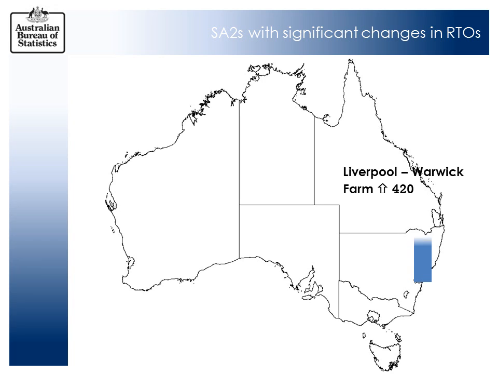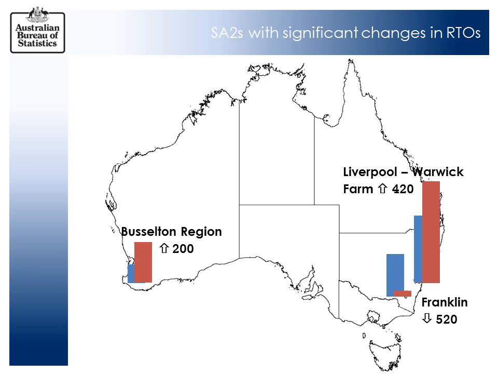It had a preliminary RTO figure of 800, which went up to 1,200 after final rebasing. We also underestimated the number of people overseas in the Busselton region in WA. Final rebasing showed that there was actually an extra 200 RTOs. Franklin had the largest reduction of the number of RTOs, and in fact so did most of the newly established areas in Gungahlin in the ACT. And in Victoria, Craigieburn-Mickleham also had a significant reduction in the number of RTOs, down by 500.